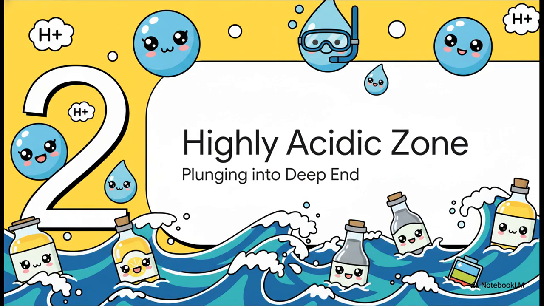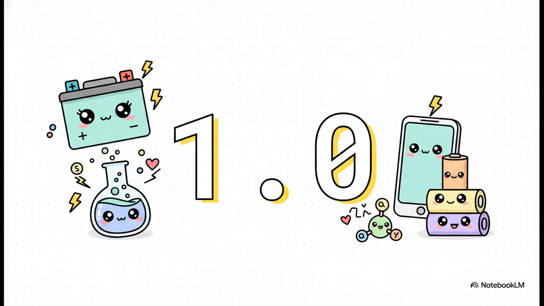Section 2. The highly acidic zone. Plunging into the deep end. We're starting our journey at the absolute lowest, most intense end of the scale. Down at a pH of 1.0, we find battery acid. This is incredibly corrosive stuff.